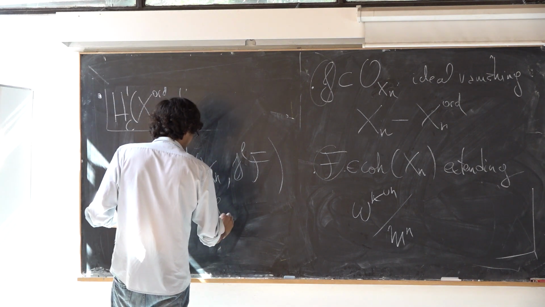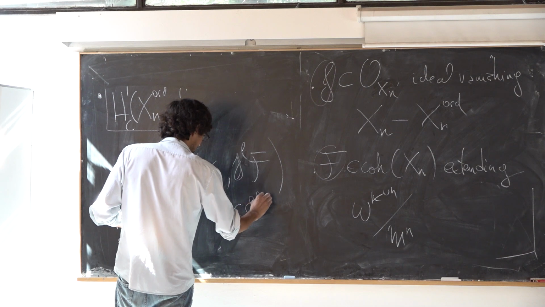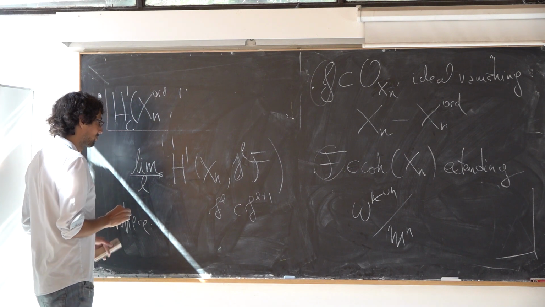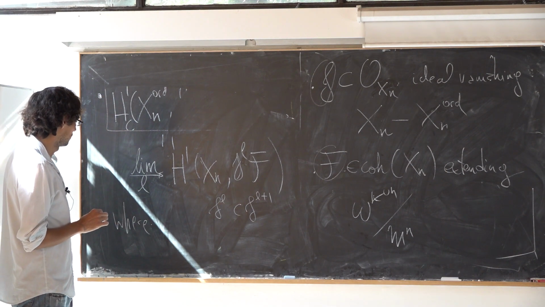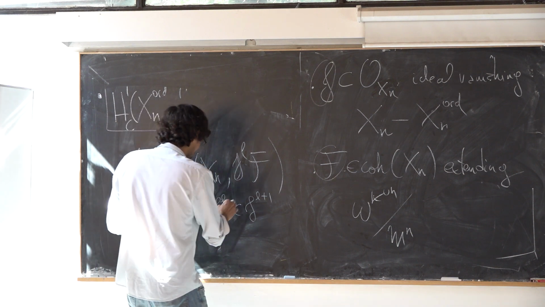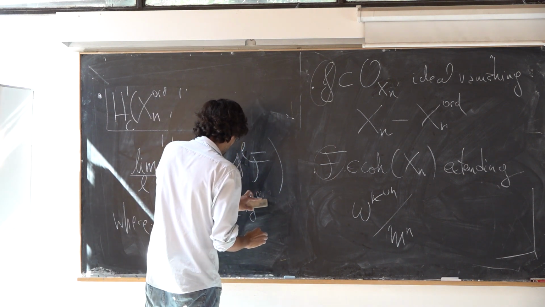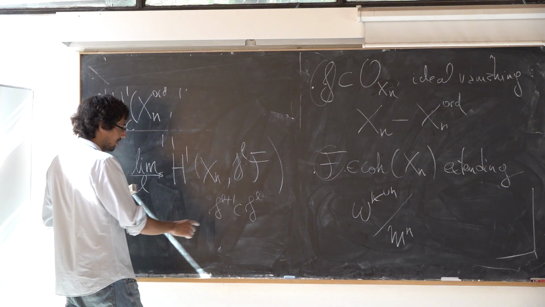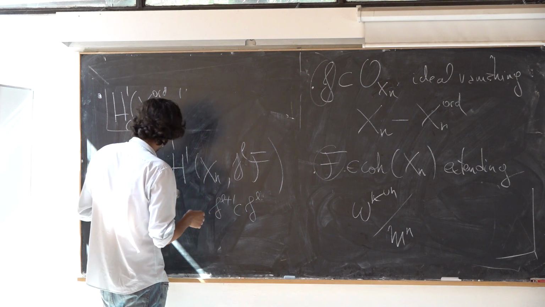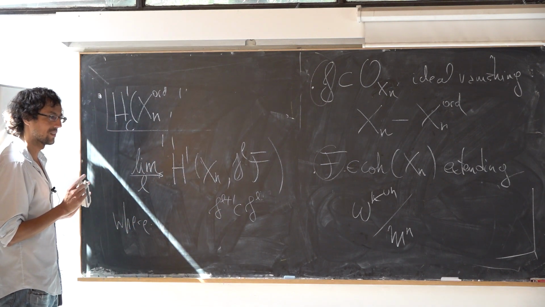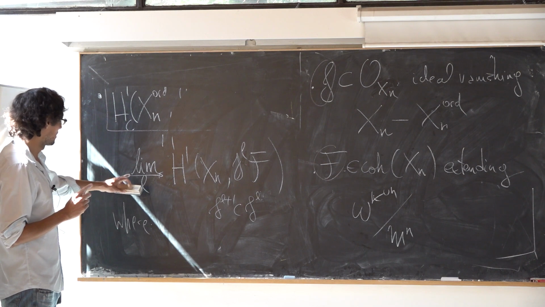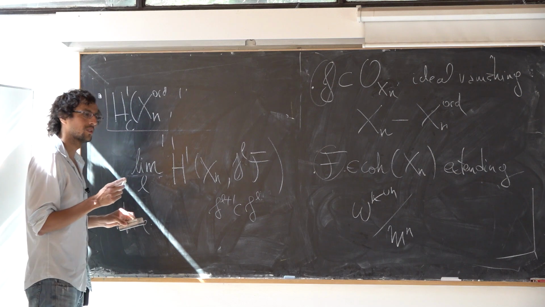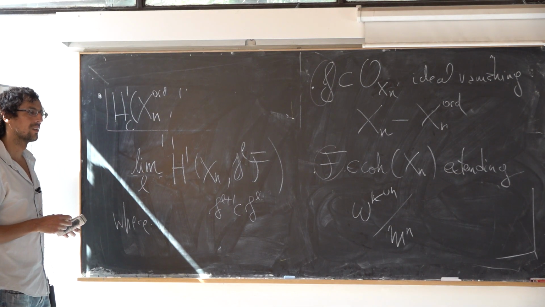So if JL is in JL plus 1, it's a limit, no? Xn is inside Xn. No, because it's an ideal, so it becomes smaller and smaller. Oh, that makes sense. It's the same thing as we did the last time.